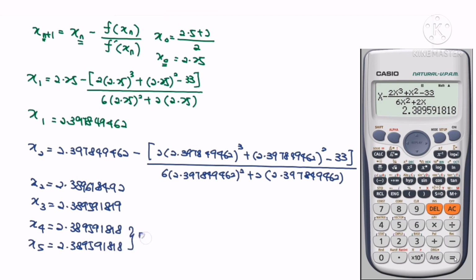So the value is repeated, meaning that the root will be x equals 2.389591818. Do remember to express your answer in 3 significant figures. So here we will have x equals 2.39.